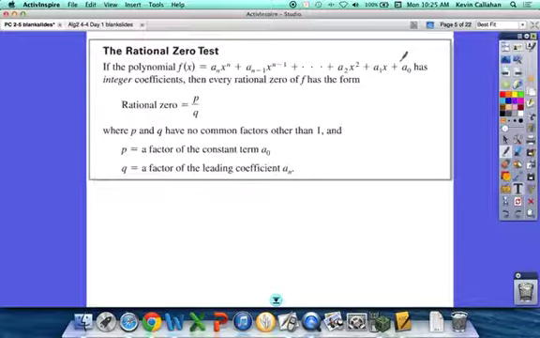some combination of the factors of the constant term divided by the factors of the first coefficient. This P and Q. They're calling it P and Q, but P is basically the factors of a sub 0, and Q is the factors of a sub n. So the factors of the last term divided by the factors of the first coefficient of the first term. You take all those fractions. It doesn't mean all of them are zeros. It means if there are rational zeros, they have to be in that list that you create.